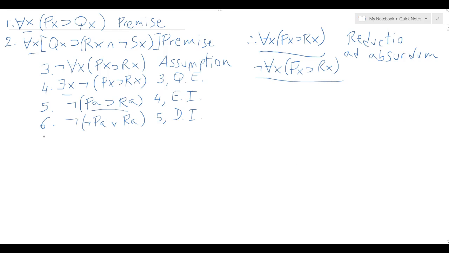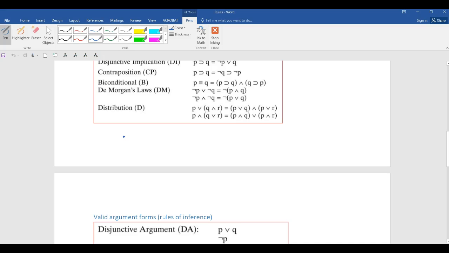In the next step, step 7, we continue to work with this formula. So let's see, what is it? It's a negation of a disjunction. It's the negation of either not PA or RA. And remember that you have an equivalence that you can use in these cases. It's called one of De Morgan's laws. You can see it here.